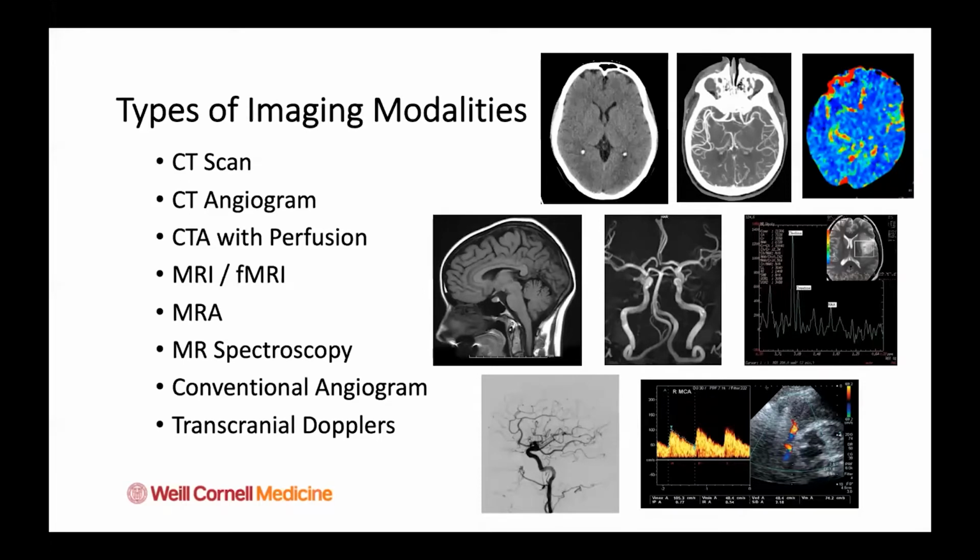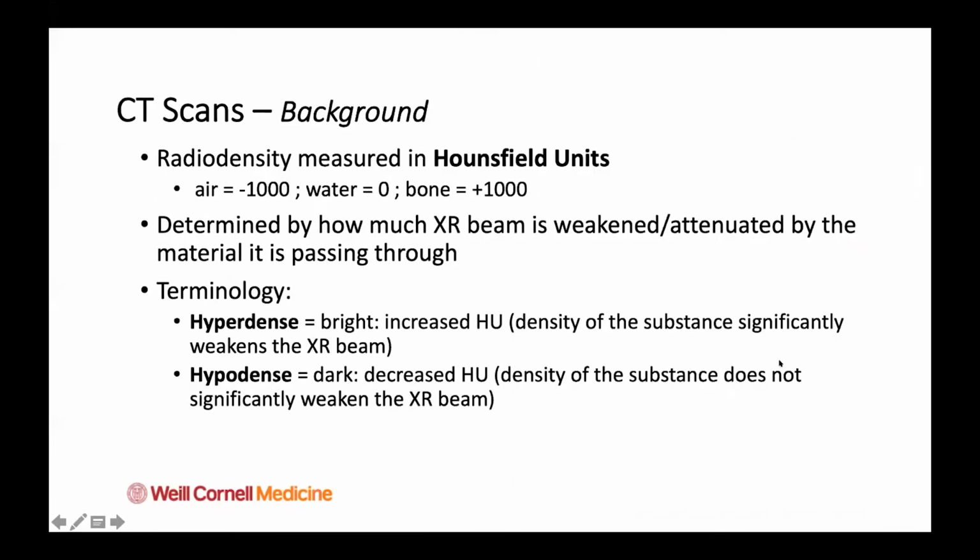Like I said, there are a lot of tools in your armamentarium for imaging the brain and the spinal cord, such as spinal CT myelograms to better view the spine. We're going to keep it simple and just talk about CTs and MRIs. CT scans, like I said, are like an X-ray of the brain.